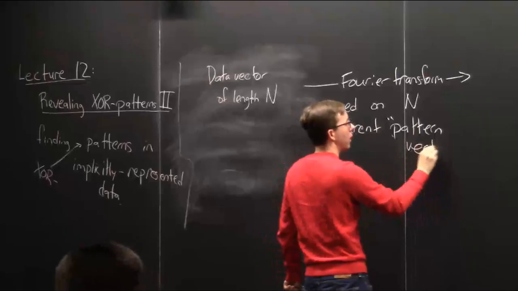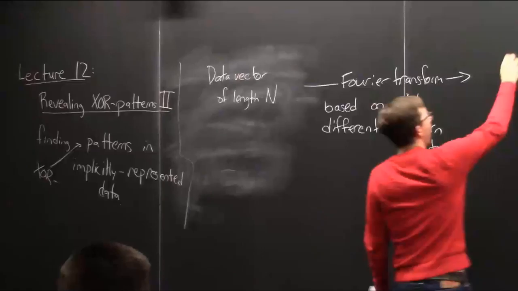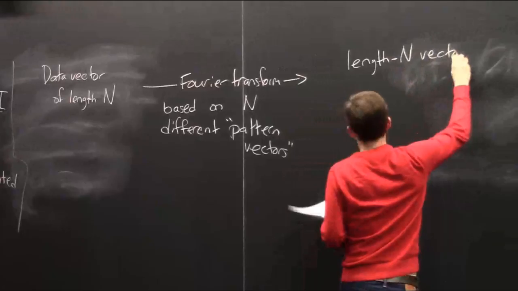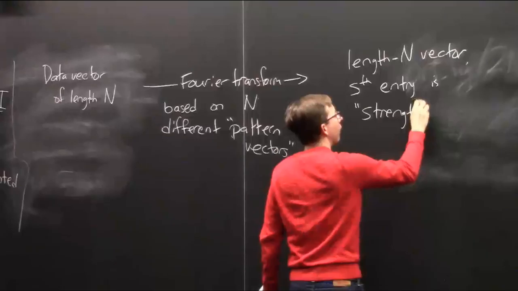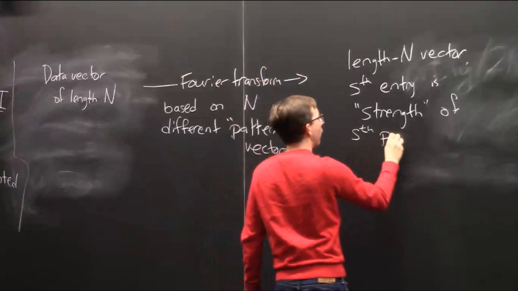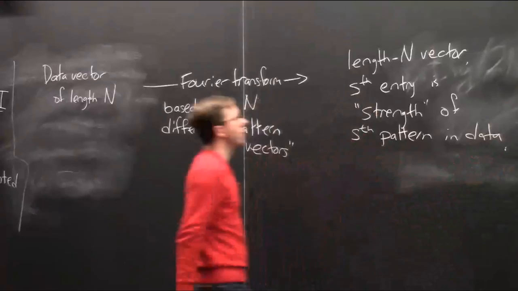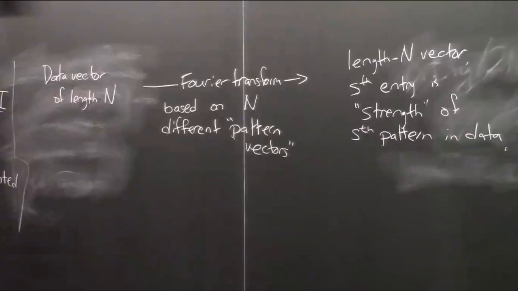And after that, what do you get out? You get out another length N vector where the Sth entry is somehow like the strength of the Sth pattern from over here in the data. This is a very common phenomenon in any old data processing scenario.